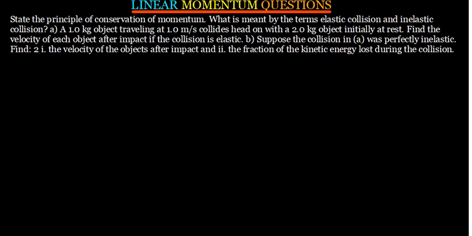A 1 kg object traveling at 1 meter per second collides head on with a 2 kg object initially at rest. So what we have is, let me use a ball. This one is 1 kg, which moves at 1 meter per second, and it hits something that is at rest, with a mass of 2 kg. Now it is head on, meaning that they hit each other like that, so they are going to bounce. One will go forward, one will go backward. That's head on. It's not like a billiard where one is pushed in one direction and one in another.